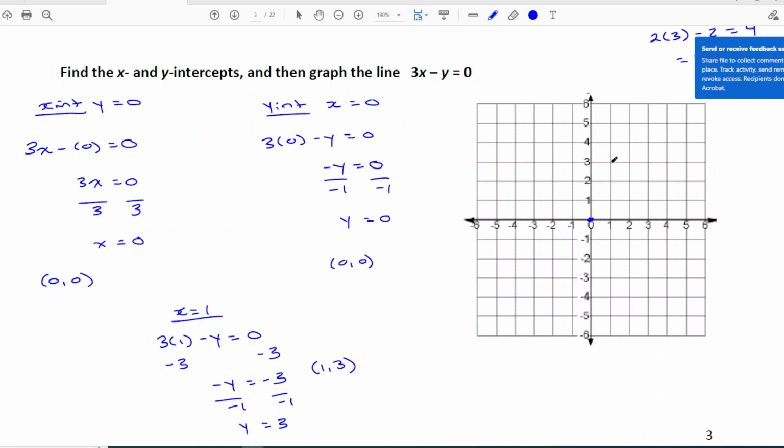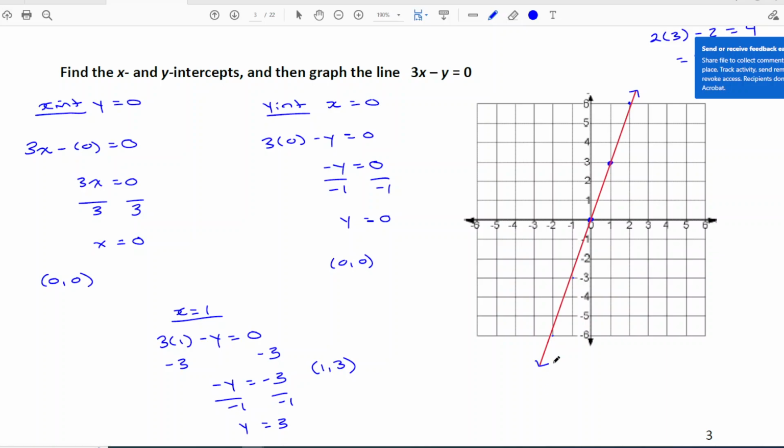Now, technically, is that enough to graph a line? Yep. But if you wanted more, plug in another value for x, plug in another value for y, whatever you want to do, and then just connect the dots. Now, I'm just going to give myself a little guideline. I know it's coming, so there we go. Okay, so connect the dots. Put your arrows on the end.